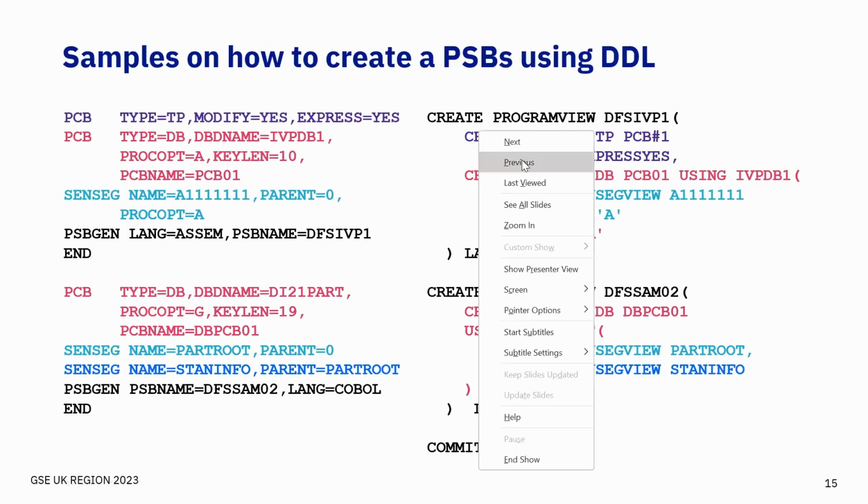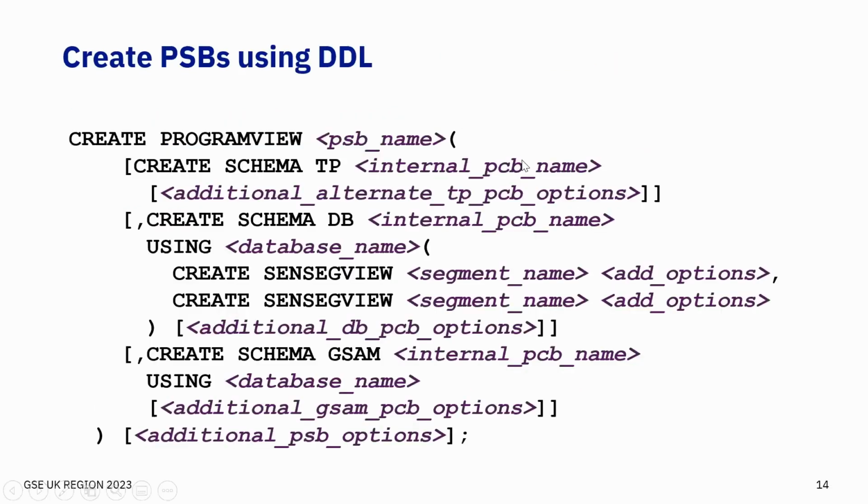Oops, gone too far. Go back. Creating PSBs. Here is sort of the high-level syntax. You say create program views, right? And then the PCBs are called schemas. And so you'll have a create schema in there, and there are two types of PCBs. There's the TP PCBs and database PCBs. So you have schema TP and schema DB. And then for your sensitive segments, you'll say create senseg views, right? If you have GSAM in there, you'll say create schema GSAM for your GSAM PCBs, right? So this is the high-level syntax for PSBs, if you will, when you're creating them.